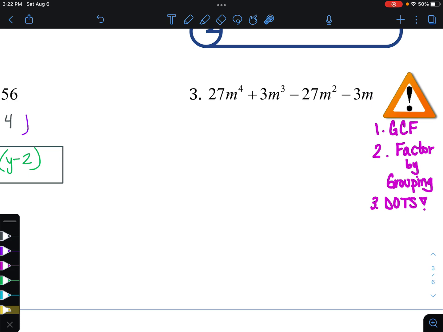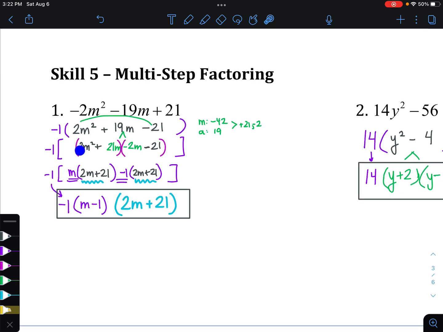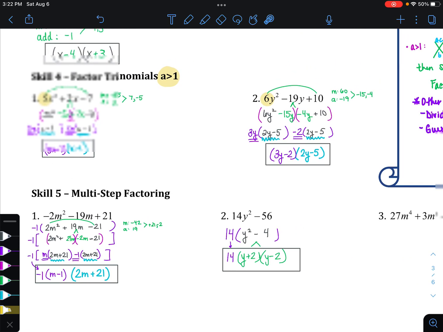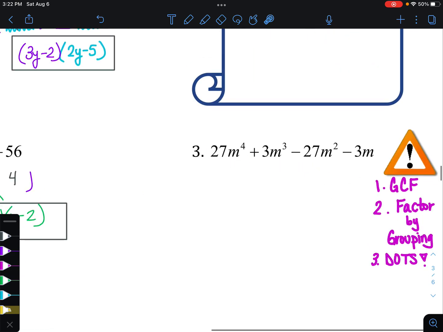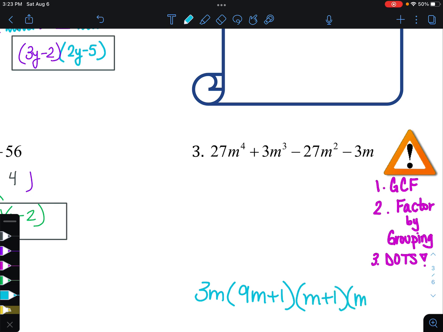When you have 4 terms, we're going to factor by grouping, which, remember, is this part. Do you guys remember when we group the first 2, group the last 2, take out the GCFs? This part right in here that we practiced over here, this is all the factor by grouping. So you're going to do that here, and then another warning is that there's going to be a difference of squares case in here. So your final answer, when it's all said and done, is going to be 3m times (9m plus 1) times (m plus 1) times (m minus 1).